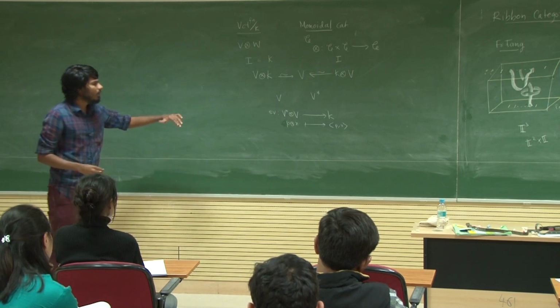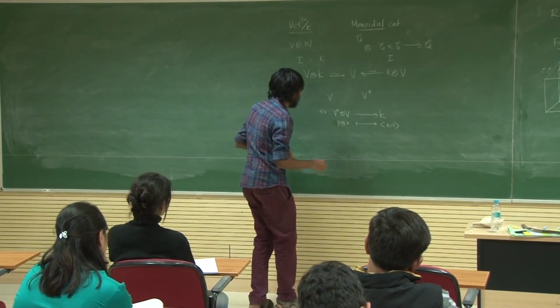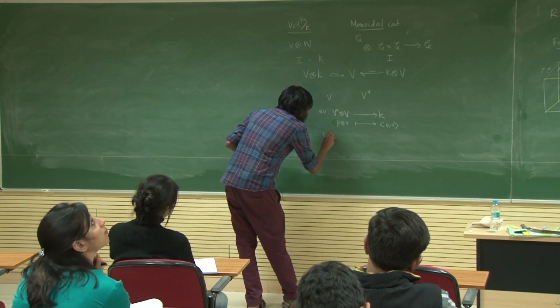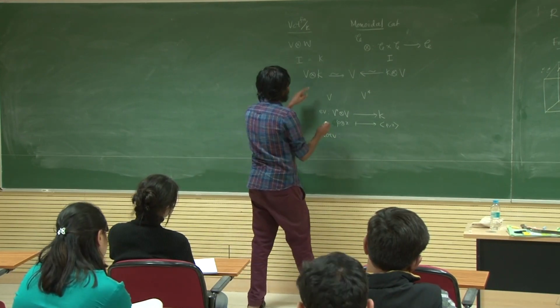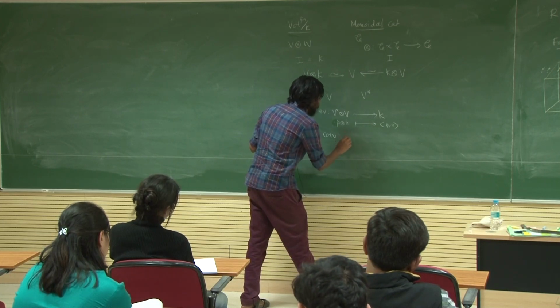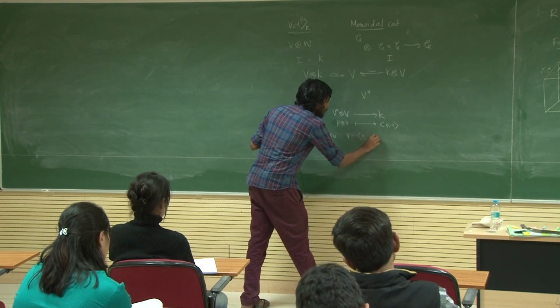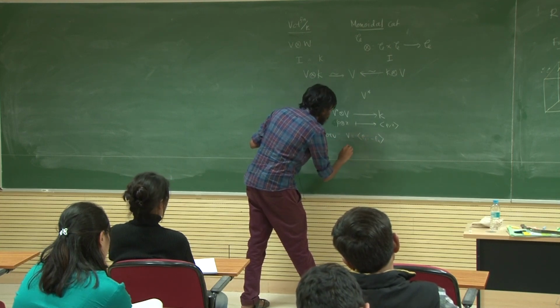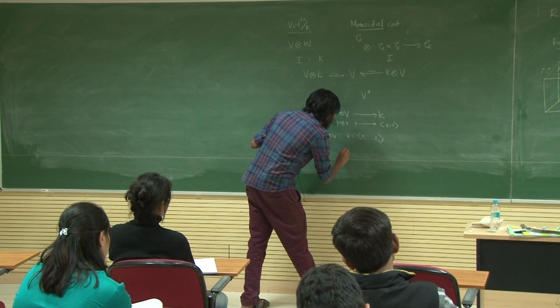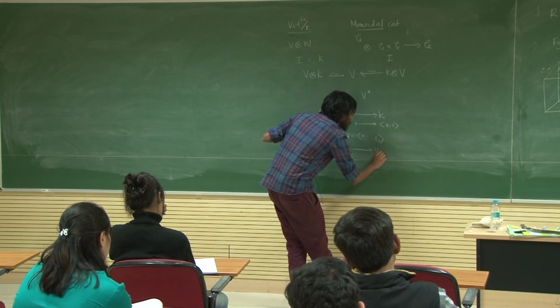So this is the evaluation map that I am talking about, and there is also a co-evaluation map over here. This is why I restricted to finite dimensions. If V has a basis e1 up to en, then you define the co-evaluation map from your field K to V tensor V star.